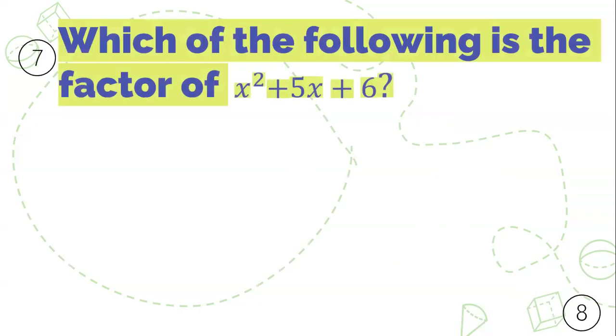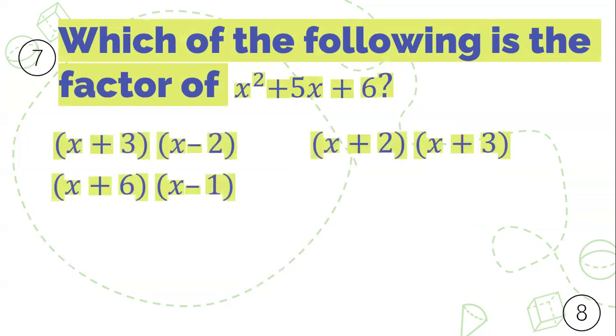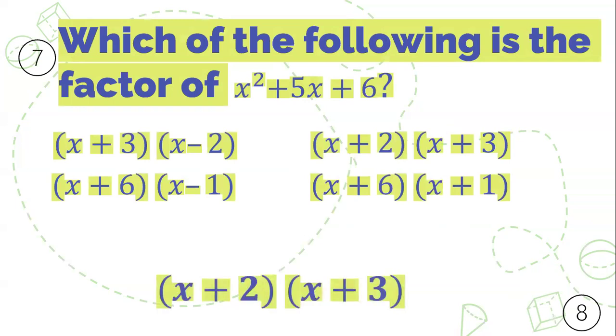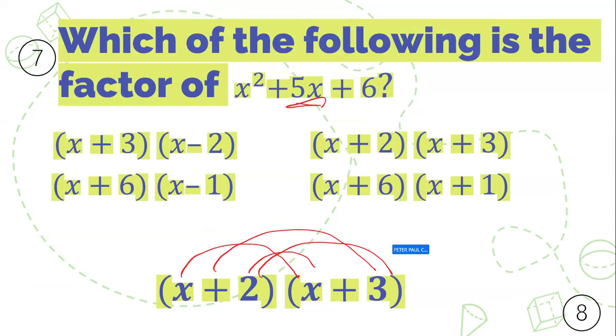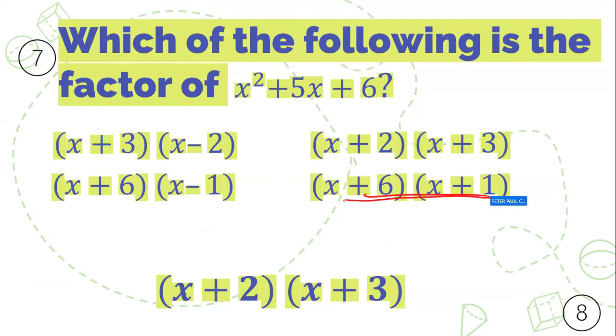For item number 7, which of the following is the factor of x squared plus 5x plus 6? This is grade 9 math. Is it A, B, C, or D? Correct. The answer is x plus 2 times x plus 3. Notice that when we multiply using the FOIL method, we have 2x and 3x, that's 5x. Then 2 times 3 is positive 6. So obviously, this is not the answer, but this should be the answer.